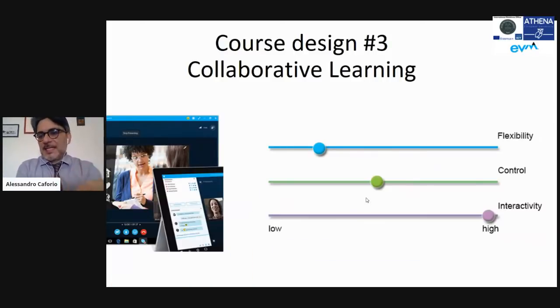Of course, in this case, the interactivity is at the maximum level. The control is so and so, because you need to have a professor doing at least the moderator and the animator of these collaborative learning activities, both synchronous or asynchronous. And the flexibility is lower because you are asking students to be connected at a very specific time.